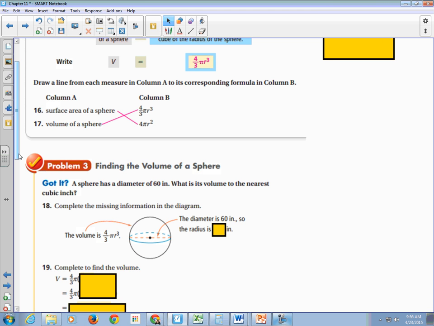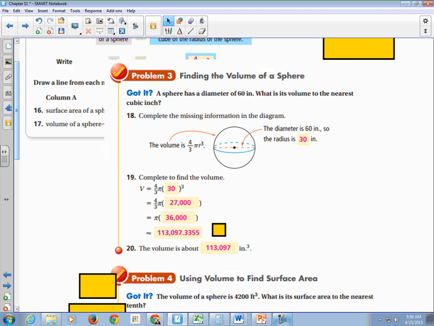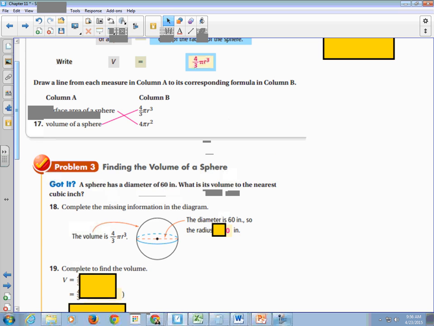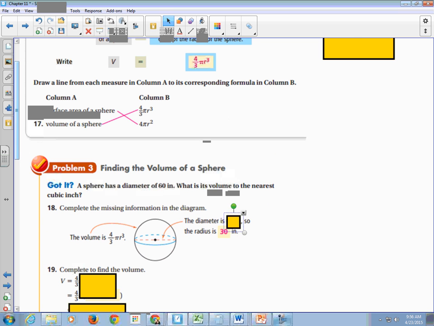So a sphere has a diameter of 60. What is its volume, to the nearest cubic inch? Thankfully, we have a nice little picture. The diameter is 60, so the radius is 30.